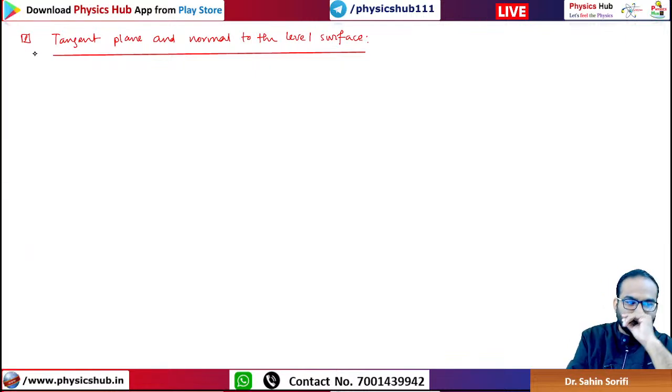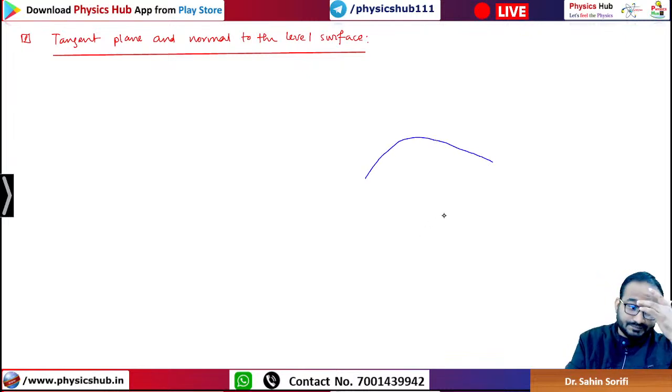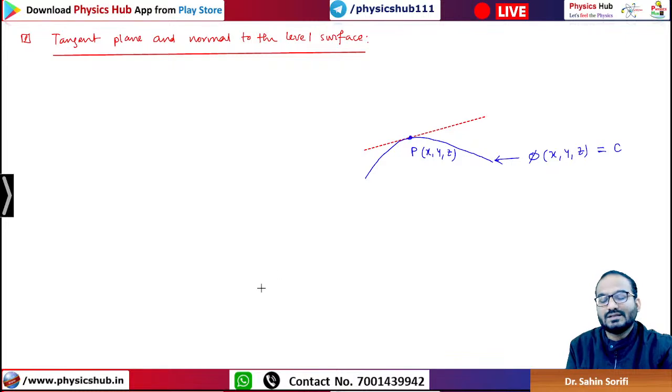Chalo. So first of all, level surface, let's draw a level surface. Let's say this is a level surface, right? This level surface is denoted by phi x, y, z equals to some constant c. Now if I consider a particular point, let's say P, whose coordinate is given as x, y, z, then what is the tangent plane at this? So before going to the tangent plane, we need to understand the tangent line. Okay now, so this is the tangent line.